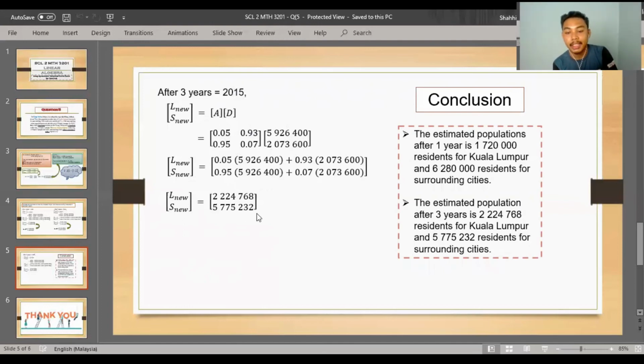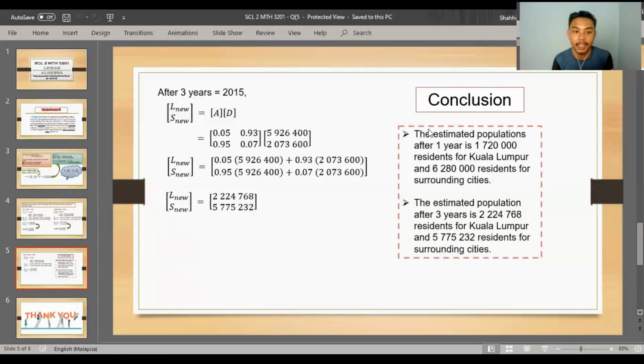So we will get a new population in 2015, which is after 3 years since 2020. The new population in Kuala Lumpur city is 2224768 millions, and the population in the surrounding cities in 2015 is 5775232 millions. So we can conclude here that we can estimate the population after 1 year and 3 years respectively.